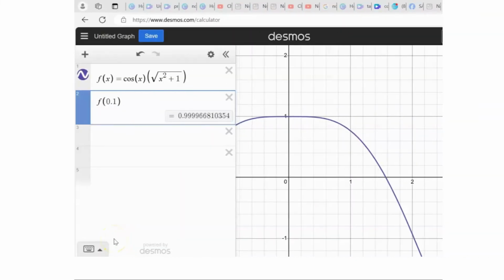All right, so I put the problem into Desmos and we can see that if I plug in 0.1, I get 0.9999 continued on, which is very, very close to the approximation that I get of 1 from using the tangent line.